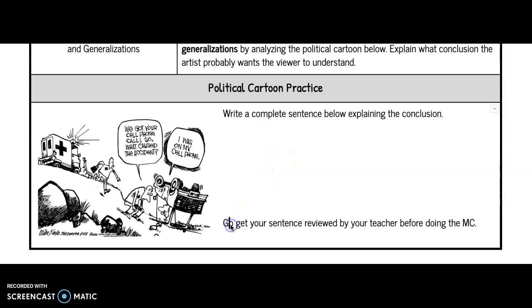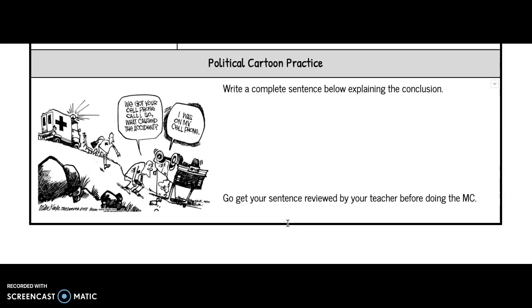Now before you move on to the mastery check, please look at the bottom here of this paper. It says, go get your sentence reviewed by your teacher before doing the MC or mastery check. We want to make sure that you're on the right track because the mastery check will check for your understanding of this particular skill. So pause and go get your sentence checked, then come back to this video.